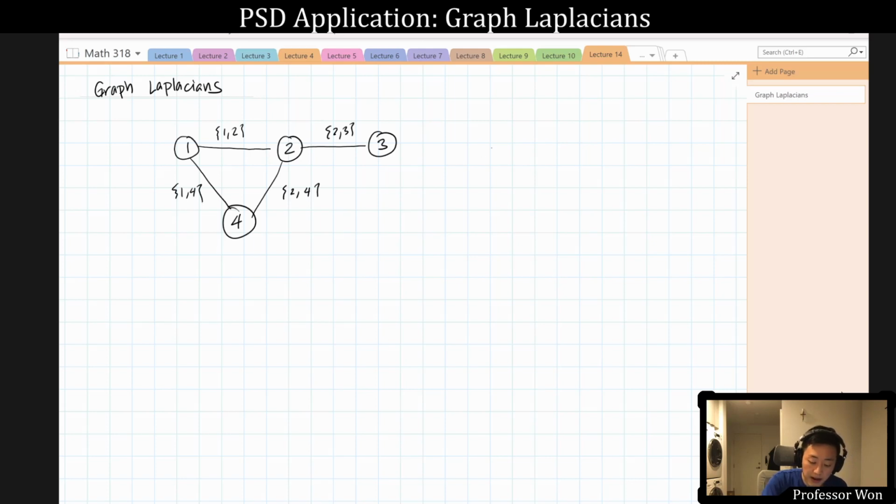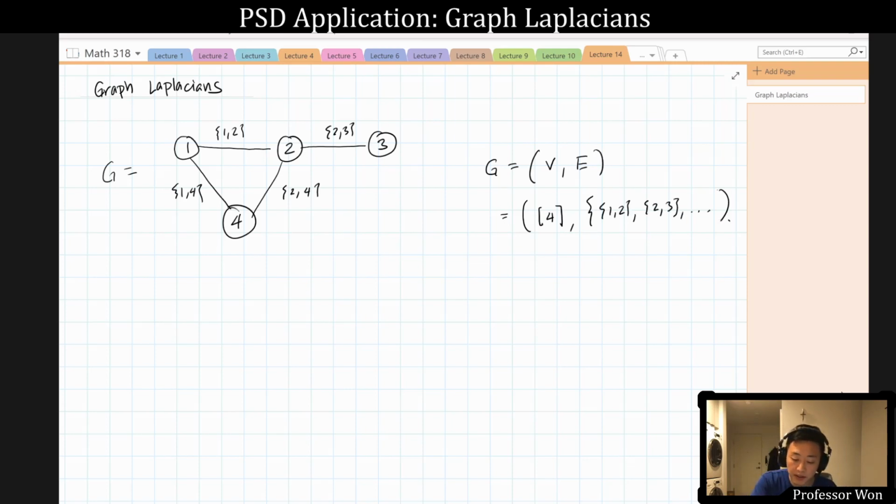And the way that we notate graphs is we notate them by specifying their vertex set and their edge set, right? So in general, you'll give it as an ordered pair like this. In this case, the vertex set is just the numbers 1 through 4, which recall I use this brackets notation for. And then the edge set is the set containing all of these edges, which I just wrote down, right? That's how you notate a graph.